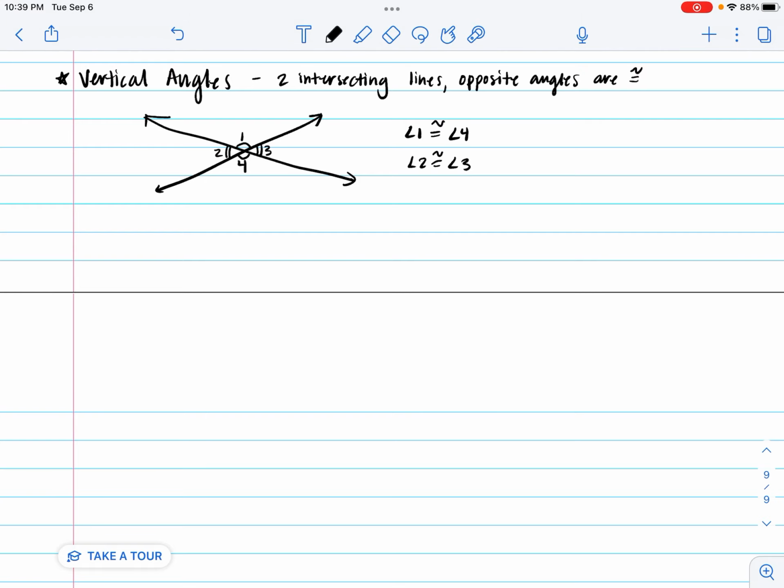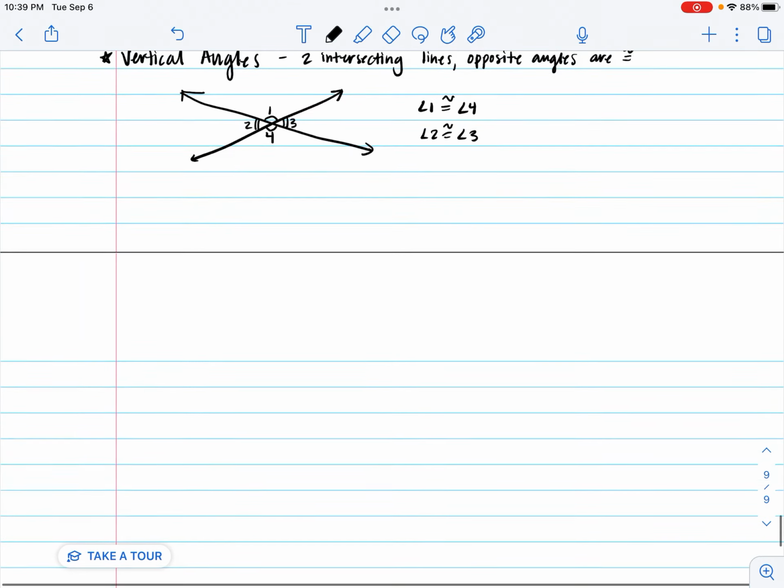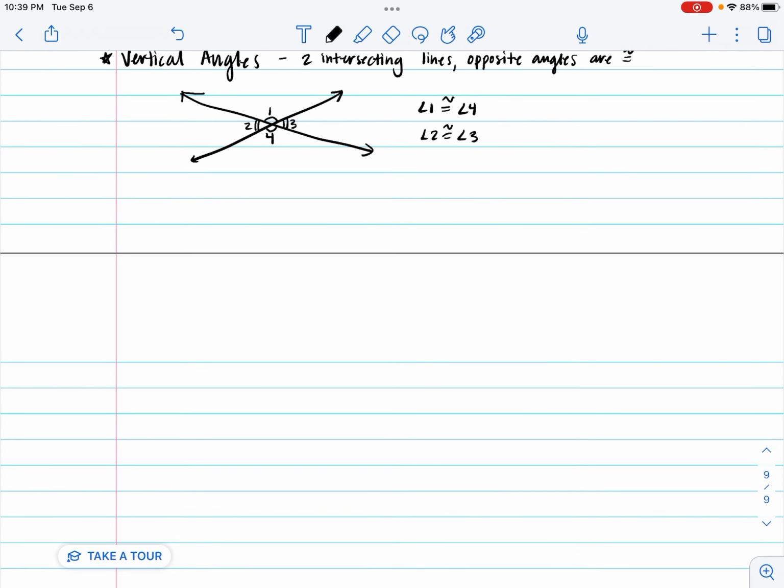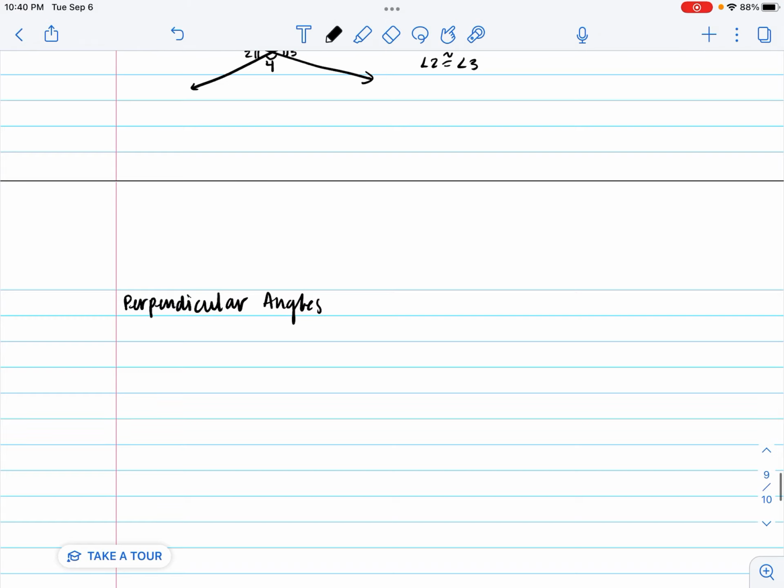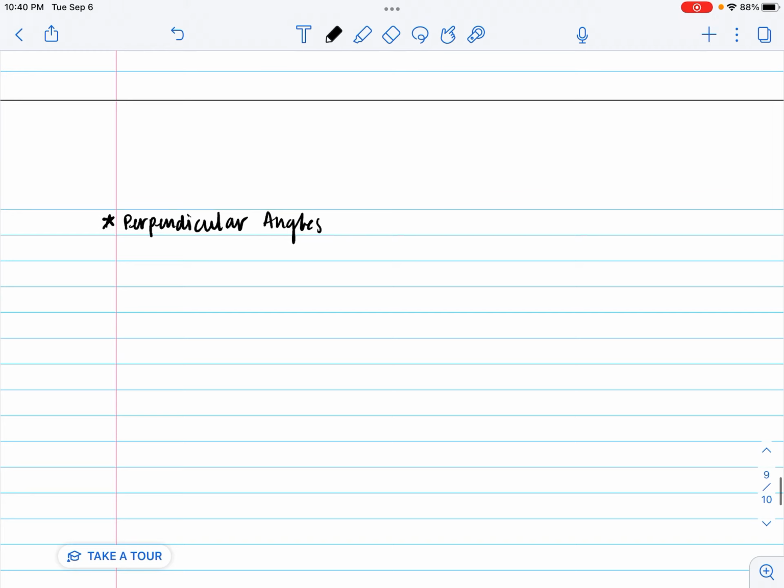Okay. Last definition, and I'm going to need this extra space here. And this definition is called perpendicular. You probably heard of this before. Perpendicular angles. Perpendicular angles, I probably would put a star next to this one because we're going to use this a lot as well.